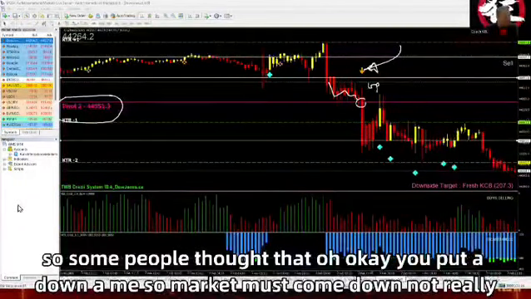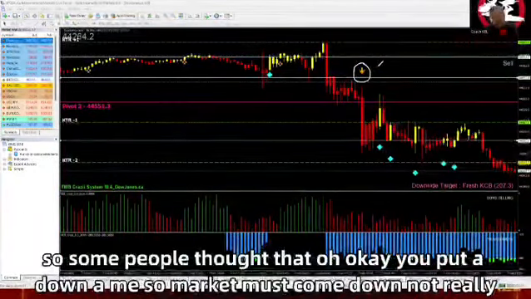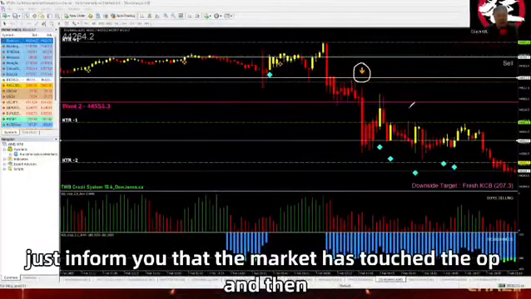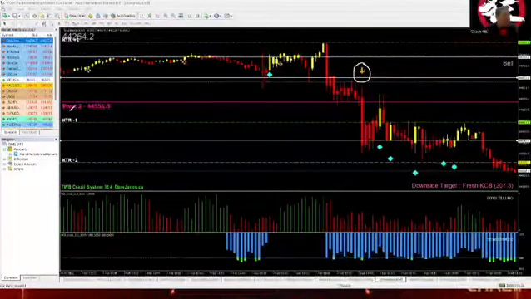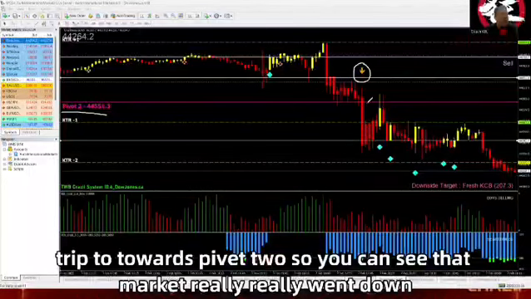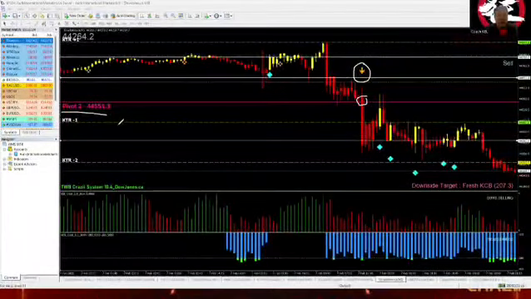So some people thought that, oh, if you put a down arrow it means the market must come down. Not really. It just informs you that the market has touched the OP and then traded towards pivot 2. So you can see that the market really went down.